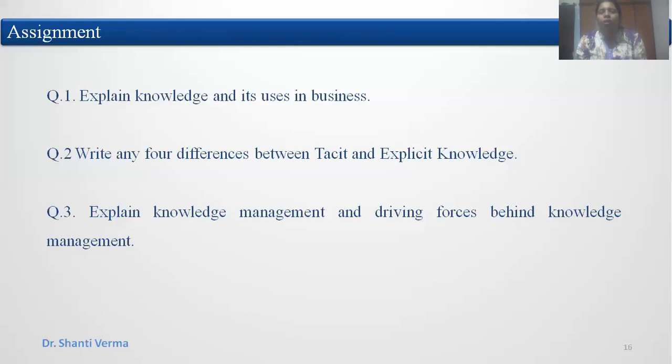On the basis of these topics, I give you 3 questions as an assignment. Question 1, explain knowledge and its uses in business. Question 2, explain any 4 differences between tacit and explicit knowledge. Question 3, explain knowledge management and driving forces behind knowledge management.